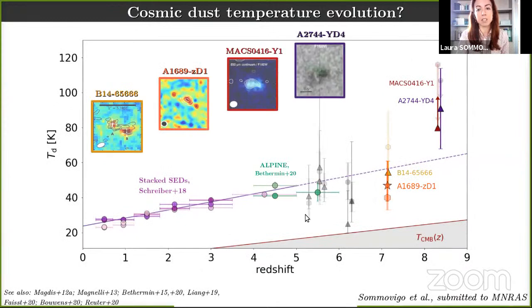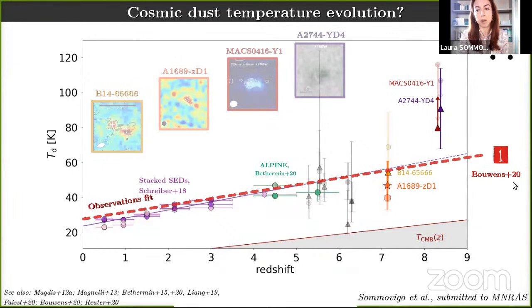What people have been doing after that is to try to extend this relation into the epoch of reionization by adding the few individual sources for which we know the dust temperature at very high redshift. What is interesting and puzzling is that different works have arrived at somewhat clashing conclusions. On one hand, we have the work by Bouwens of 2020, who did a fit of exactly the data points that I'm showing here, and found a linear relation which is pretty much consistent with the prediction by Schreiber, with a little modification in the slope.